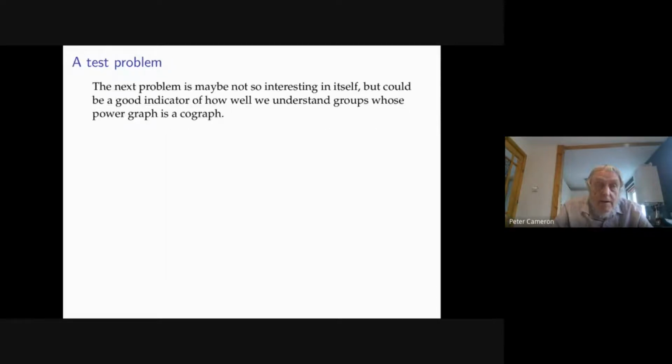We have that thing to help us. So here's a little problem, just a test problem that we might be able to solve on the way to getting this characterization.